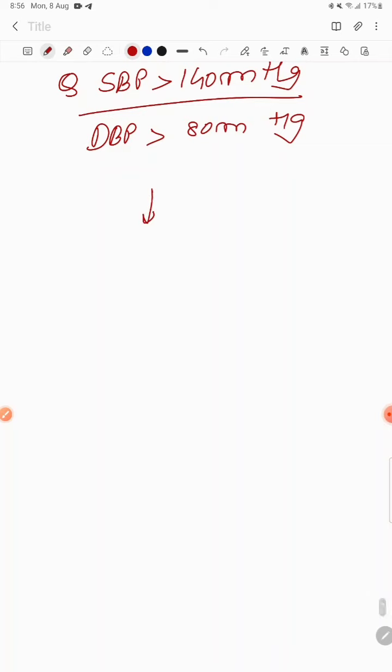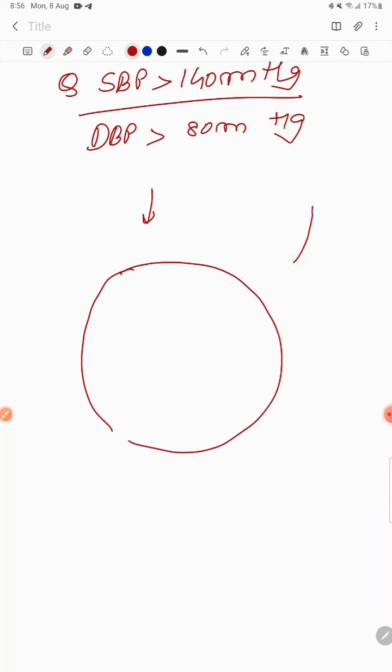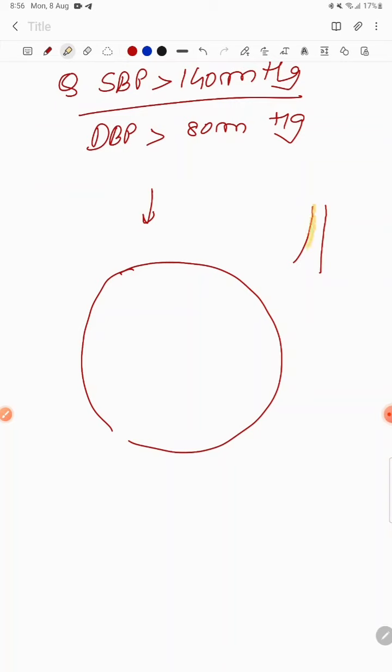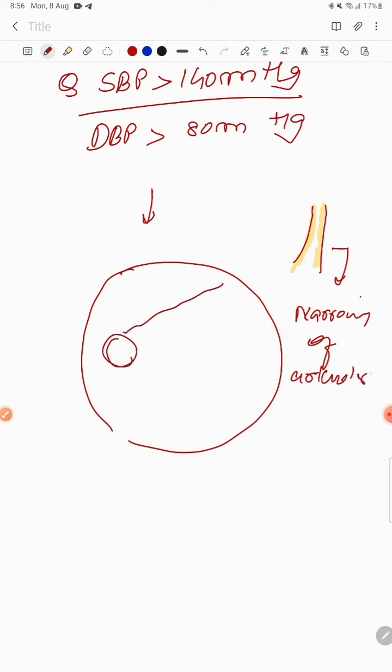Now what will be happening in the retina? As you know, in the same way the arteries are going to get blocked by lipids, due to lipid deposition. So what will be happening? There is a narrowing of your arterioles, right? There will be narrowing of your arterioles.